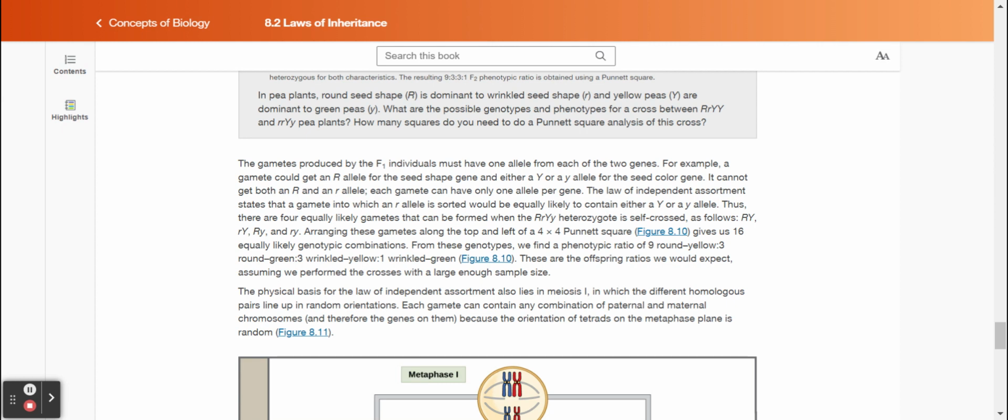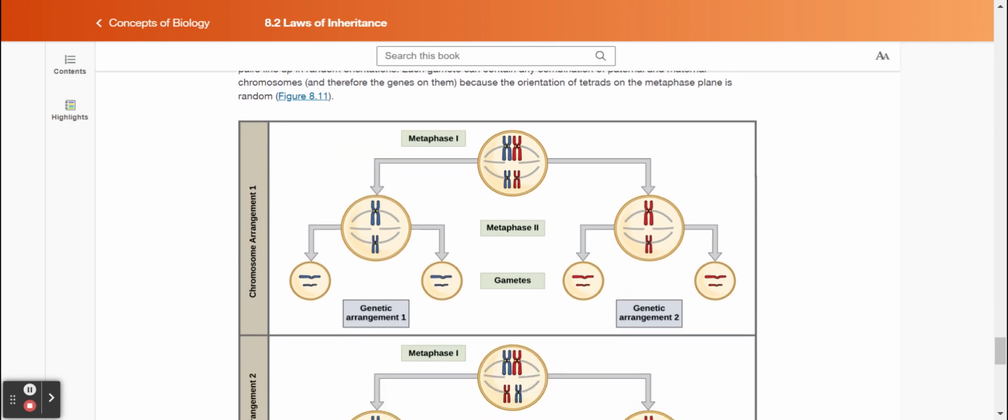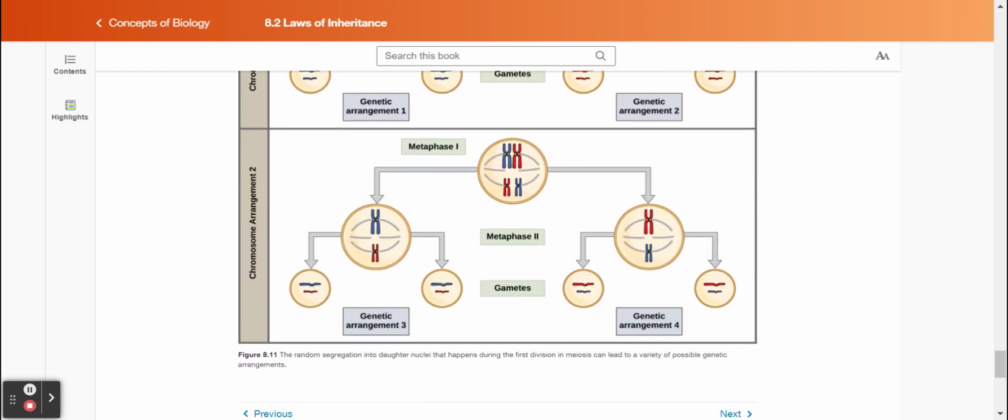The physical basis for the law of independent assortment also lies in meiosis 1, in which the different homologous pairs line up in random orientations. Each gamete can contain any combination of paternal and maternal chromosomes, and therefore the genes on them, because the orientation of tetrads in the metaphase plate is random. Figure 8.11. The random segregation into daughter nuclei that happens during the first division in meiosis can lead to a variety of possible genetic arrangements.